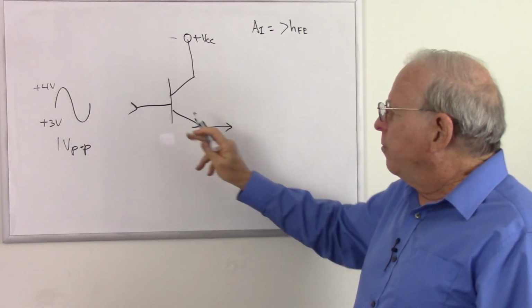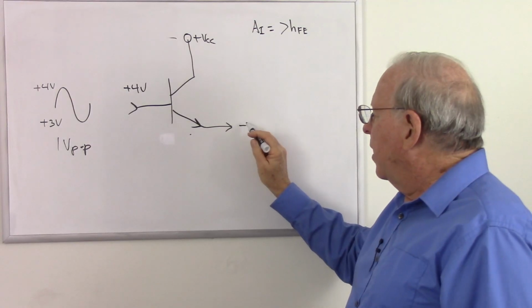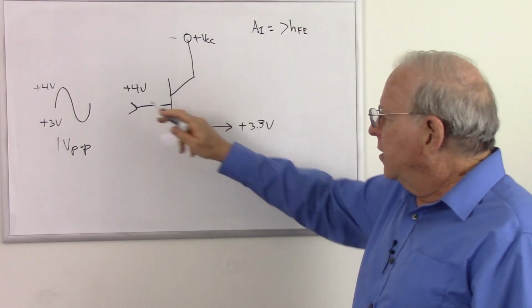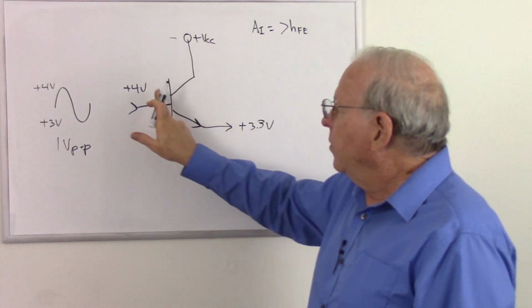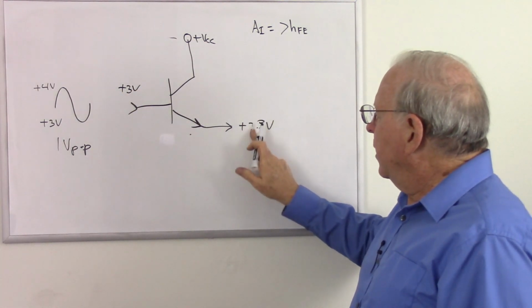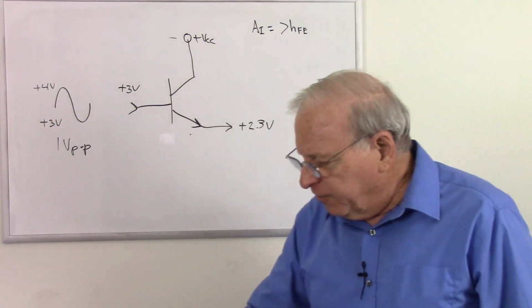So what do we have on the output? When this is at positive 4 volts, this is going to be at positive 3.3 volts. 0.7 of a volt difference. When this is at positive 3 volts, this will be at positive 2.3 volts. So we just simply have that offset.